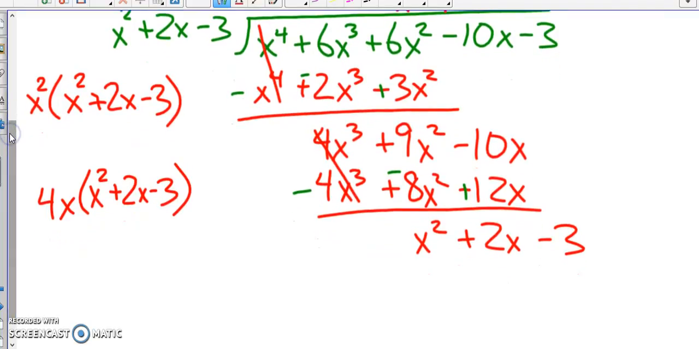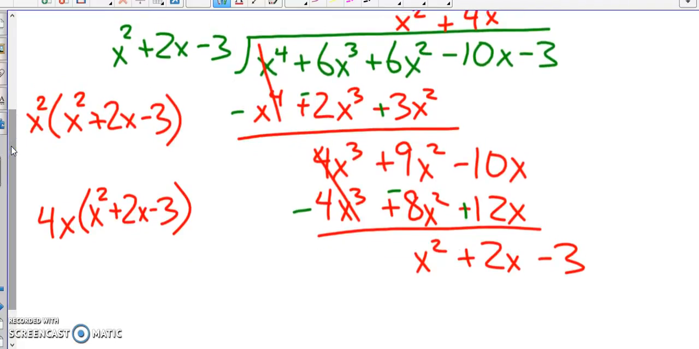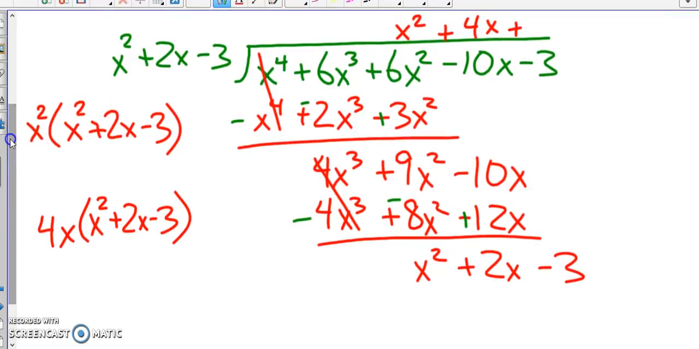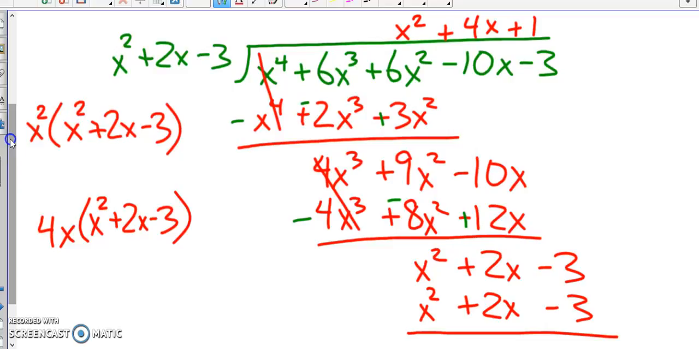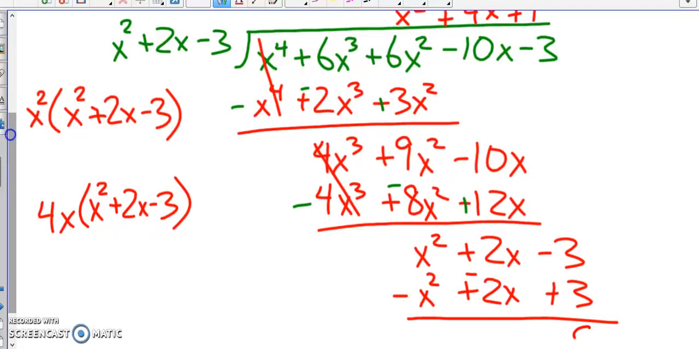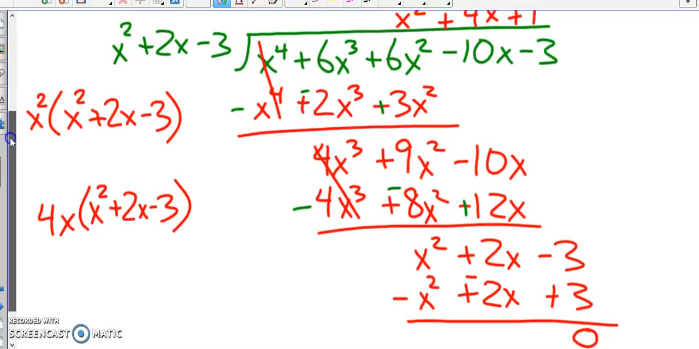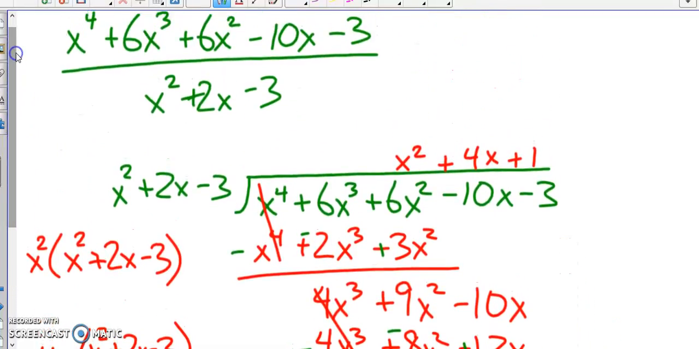Once again, I'll look at x squared and I say, okay, what do I have to multiply x squared by to get x squared? And the answer is 1. So this is plus 1. I'm not even going to write it out because all I've got to do is rewrite this: x squared plus 2x minus 3. Change all the signs, add, and you get 0. So what that means is that x squared plus 2x minus 3 actually divides evenly into this thing, so that this right here is my answer and there's no remainder. Well, that's pretty cool.